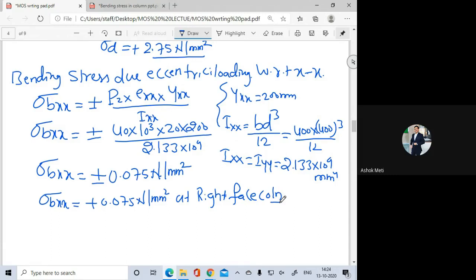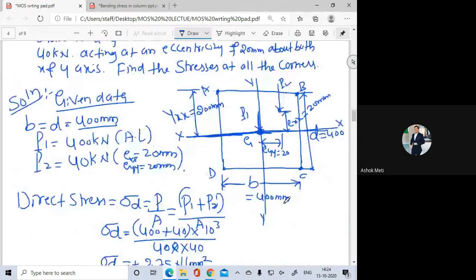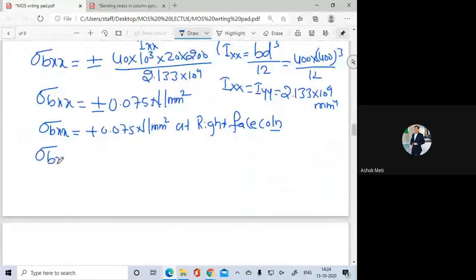So if I consider this one, this will be the right face of the column, and this will be the left face of the column. The right face of the column will be positive because of the compressive stress, and on the left face of the column there will be a tensile stress due to that eccentricity. So here I can write sigma bxx will be minus 0.075 Newton per mm square at the left face of the section.